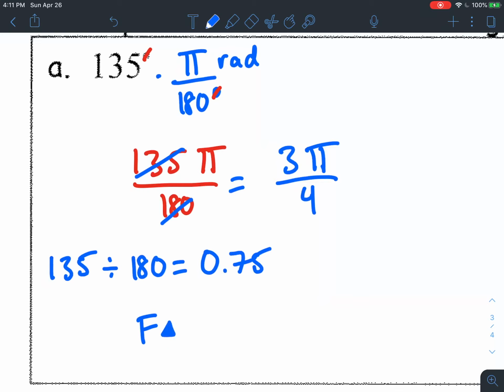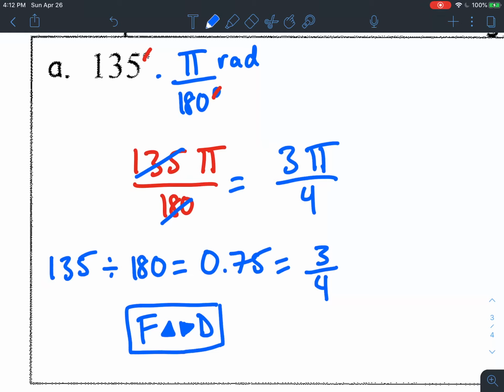But from there on your calculator, everyone has a button that looks like this, or at least most people do. Where it is on your calculator could be different. That button, our F to D button, lets us convert back and forth between fractions and decimals. If you do that right after you get the 0.75, before you hit anything else, it tells you the simplified version of that decimal is 3 over 4.